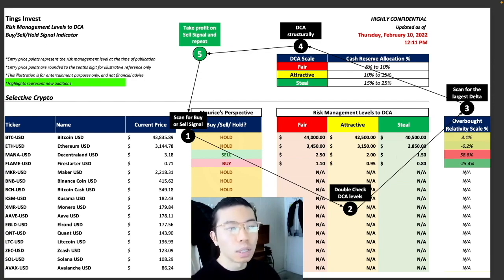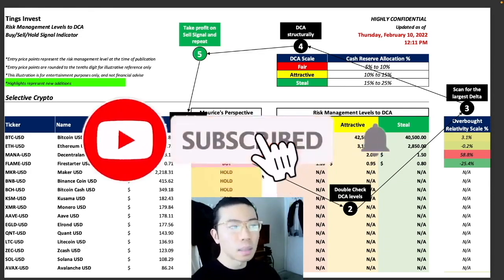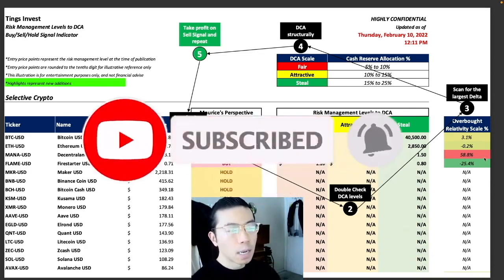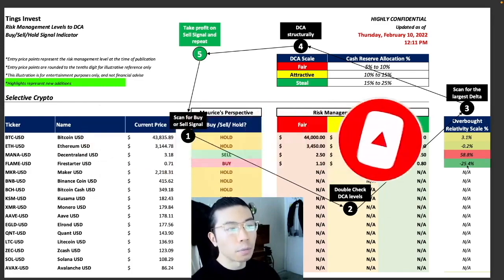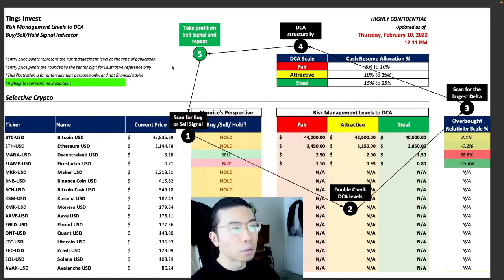You refer to the relativity scale to show whether we are overbought or oversold at the moment, right? So whenever you see it screaming a red number, or a relatively large percentage, which shows the largest delta or variance, if you may, take a checklist and check that one off. And you see that, oh, you know what? Decentraland seems like it's screaming a sell signal at the moment, right? And then what you do next is, if you want to take profit, you go straight to step 5.